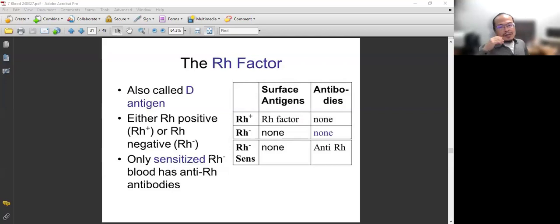Another thing about the blood type is sometimes we have A plus, A minus, B plus, B minus. What does that plus mean? This plus refers to another antigen. With this one, we will have the antigen D. So let me draw it here.